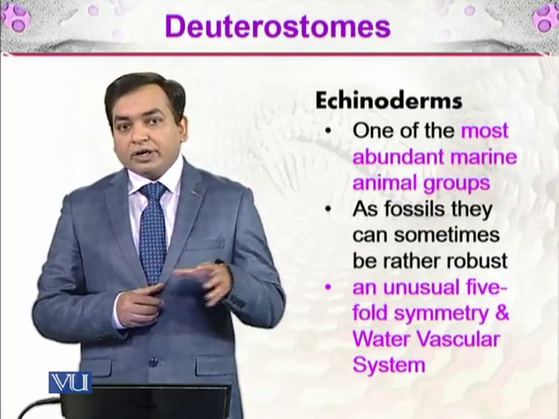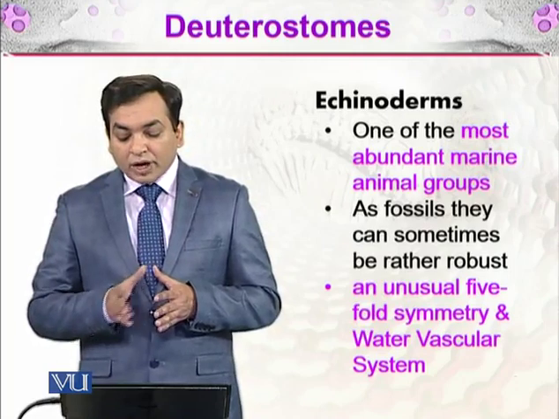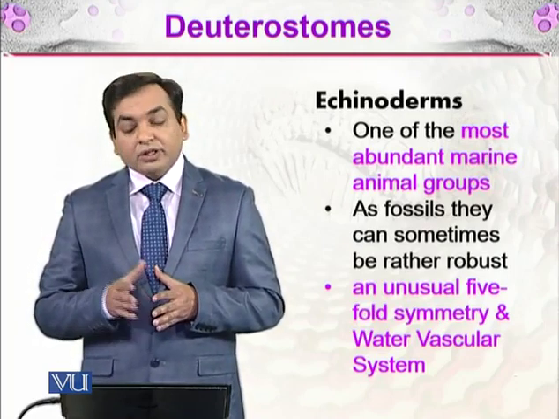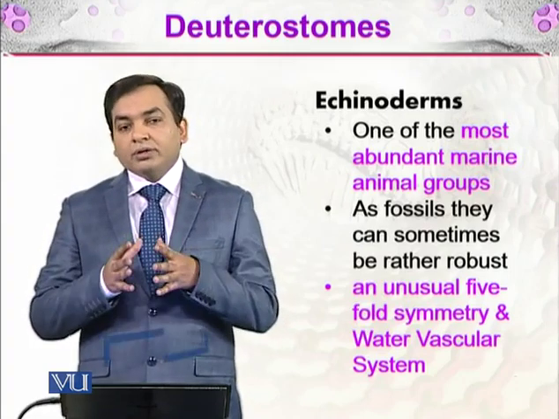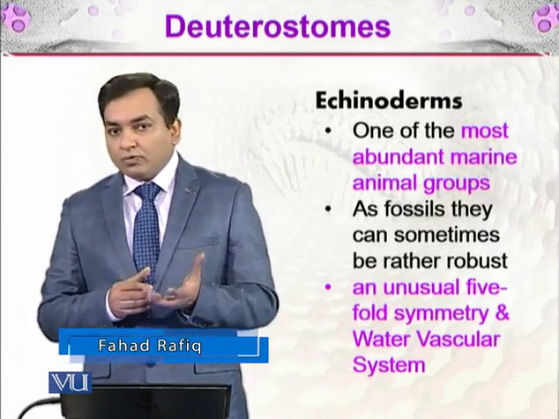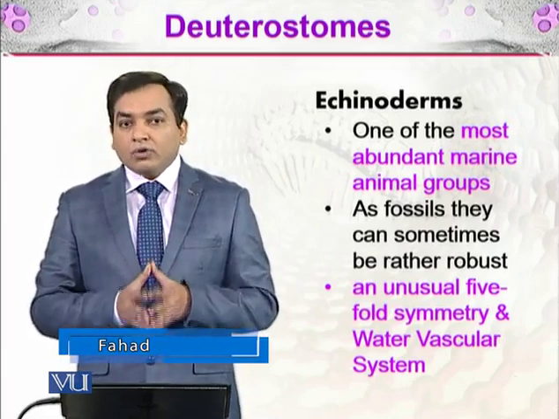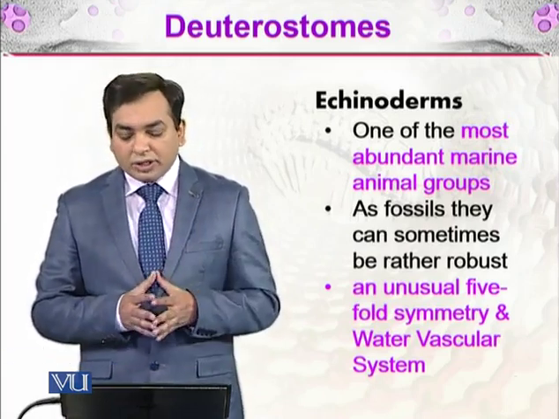These are one of the most abundant marine animal groups, and they are called spine-skinned organisms because of how they look. There are some characteristic organisms which have these structures. As fossils, they can sometimes be rather robust, so you can find them in very usual forms. How do they look? In their fossils, they are strong in this way.